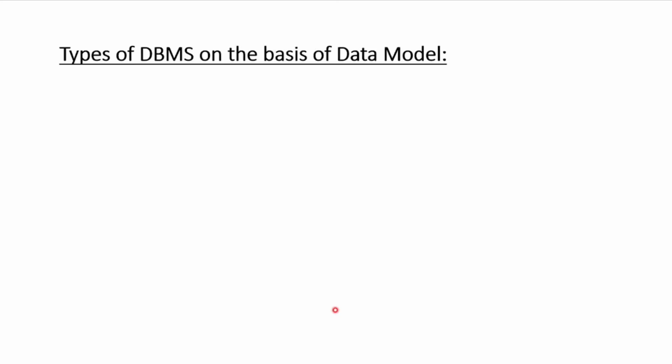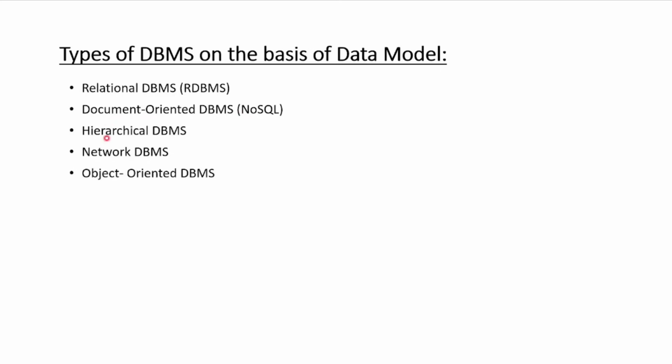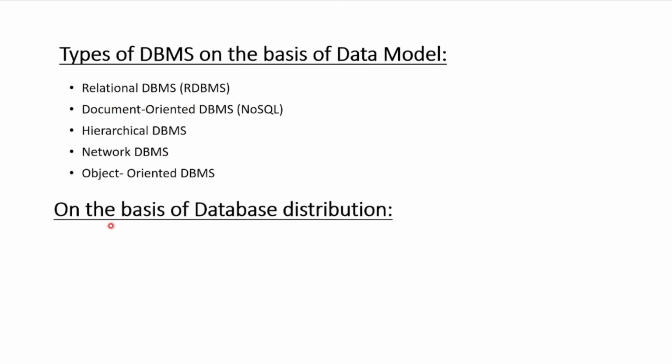Now let's come to the types of DBMS on the basis of data model. Here data model means on the basis of data structure. So generally there are 5 types of DBMS, among which RDBMS is one of the popular types of DBMS. On the basis of database distribution, we have centralized DBMS where the data are located in a central place, and similarly distributed database management system means data are located in different places or in different regions.